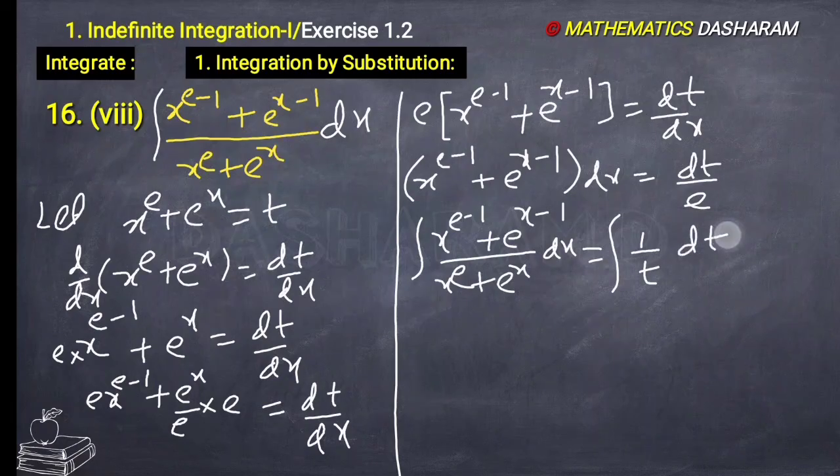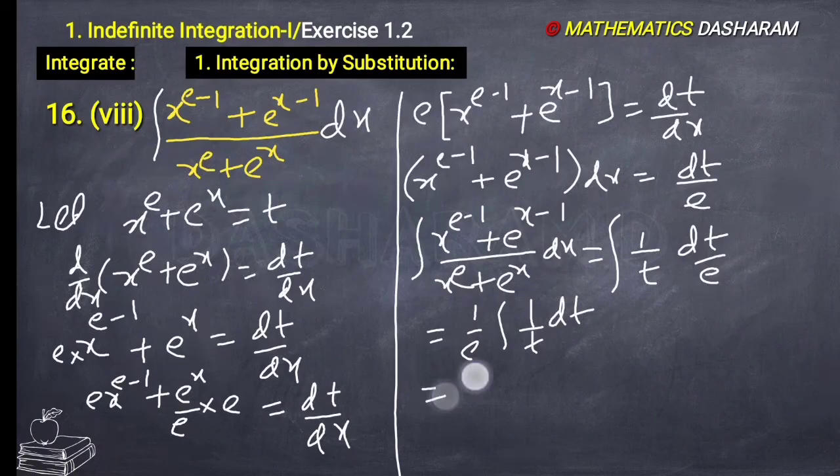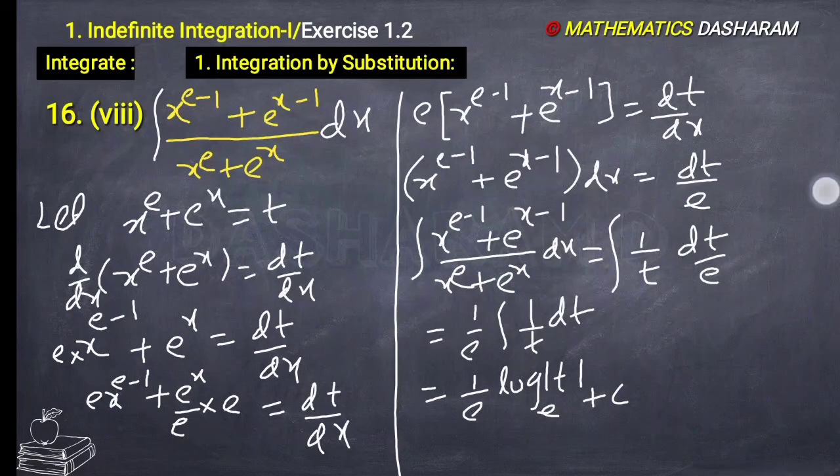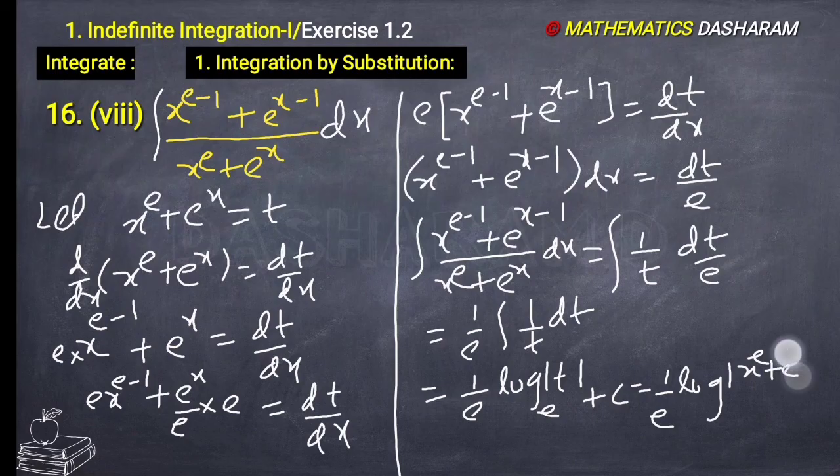So dt by e, and we know that e is a constant, so 1 by e integration 1 by t dt. So 1 by e into log mod t with base e plus c. So it is equal to 1 by e log mod, the t value is what, x to the power of e plus e to the power of x plus c is our required answer.